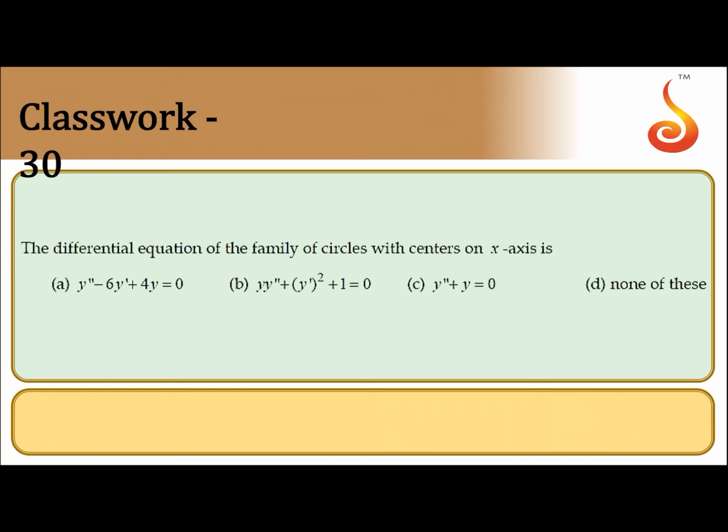Coming to the next one, the differential equation of the family of circles with the centers on x-axis is given by. You can consider the circle equation like x square plus y square plus 2gx. As the center lies on x-axis, y coordinate is 0, so plus constant is equal to 0. So as there are two parameters, you have to differentiate it twice. So you'll be getting a second order differential equation.